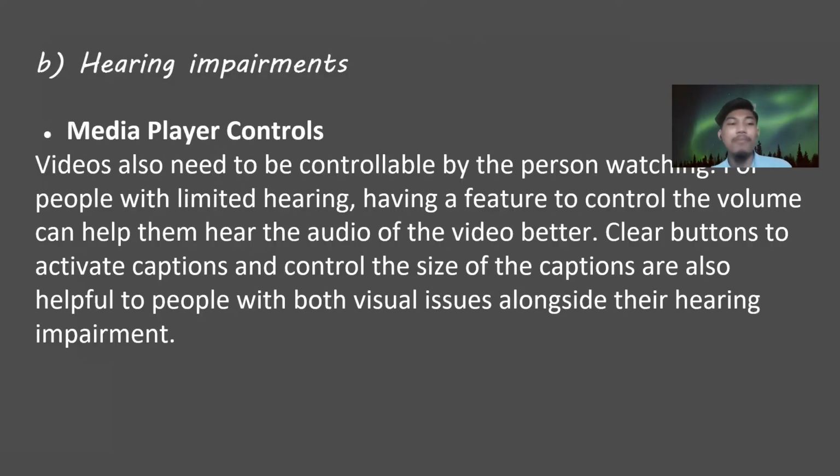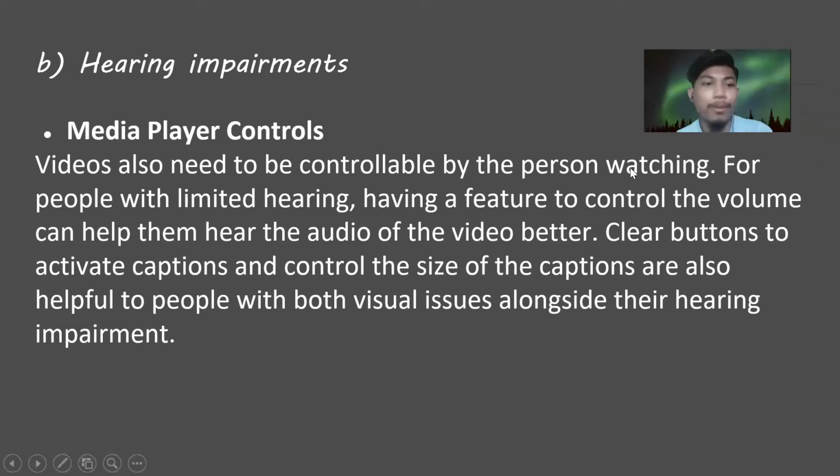Okay, the problem B is hearing impairment. We create media player controls. Why do we create media player controls? Video also needs to be controllable by the person watching. For people with limited hearing, having a feature to control the volume can help them hear the audio of the video better. Clear buttons to activate captions and control the size of the captions are also helpful to people with both visual issues alongside their hearing impairment. This is for hearing impairment, media player controls.